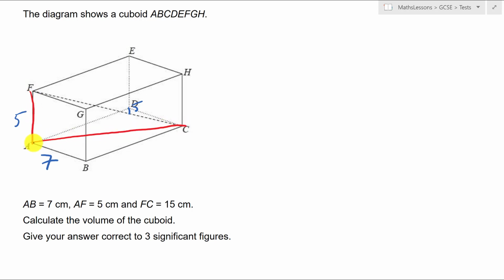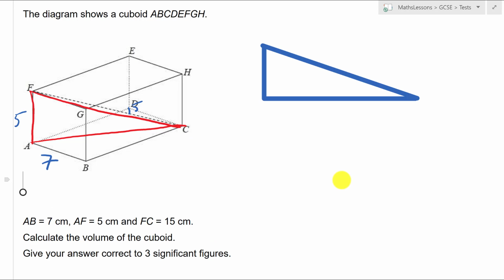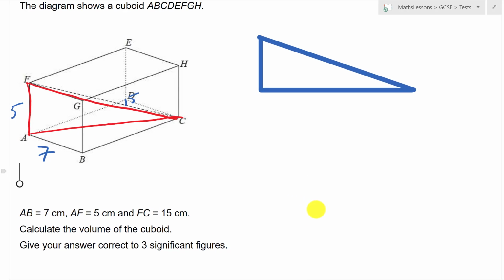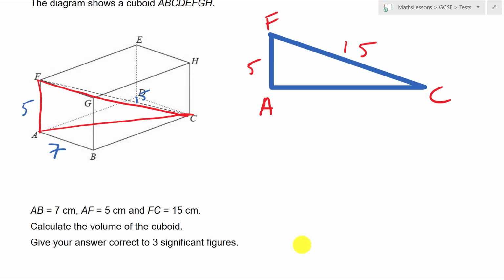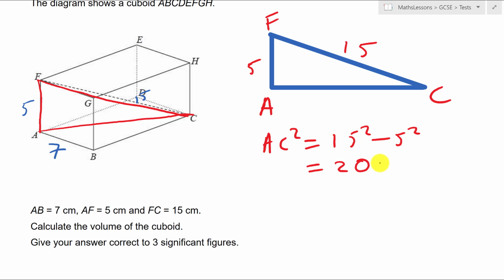But before we can find that, we need to find out what AC is. So we're going to use this triangle FAC to try and do that. We know that AF is 5 and we know that FC is 15. So therefore AC squared will equal 15 squared minus 5 squared, which equals 200.